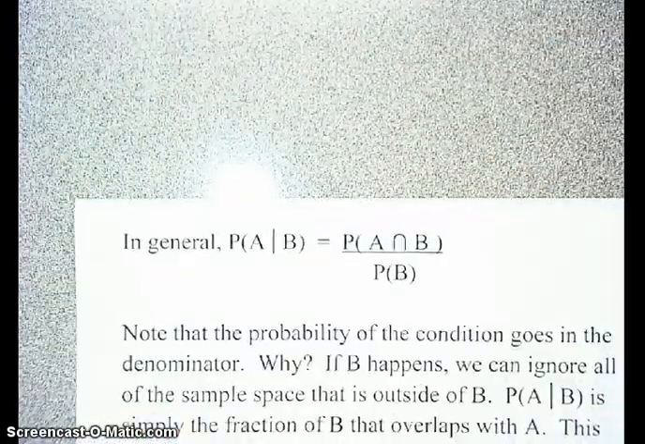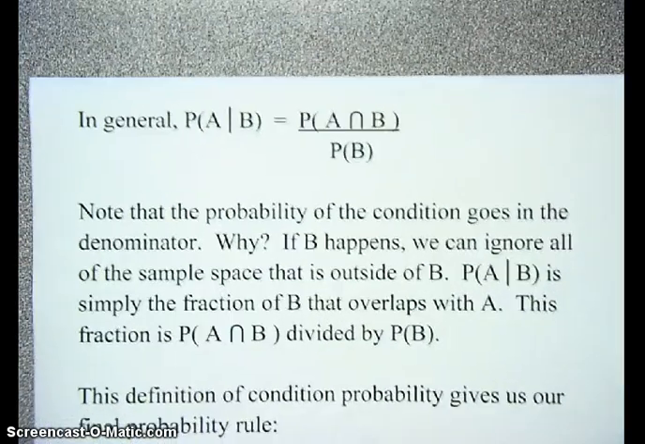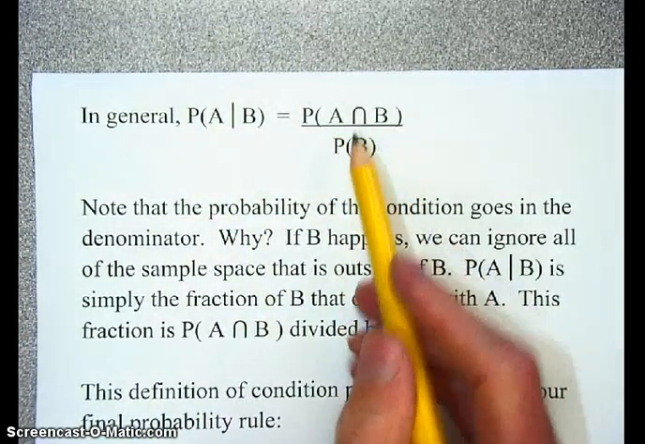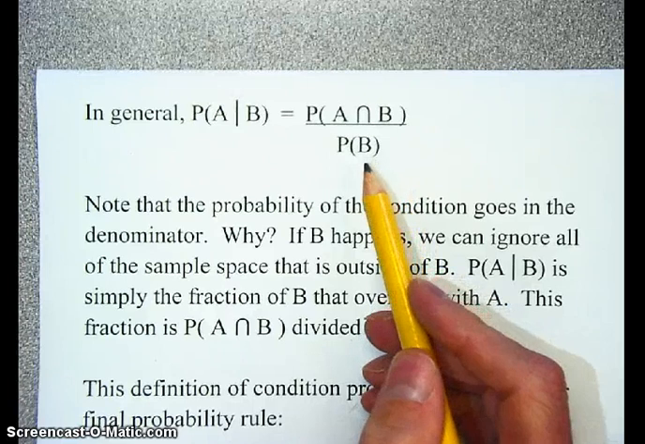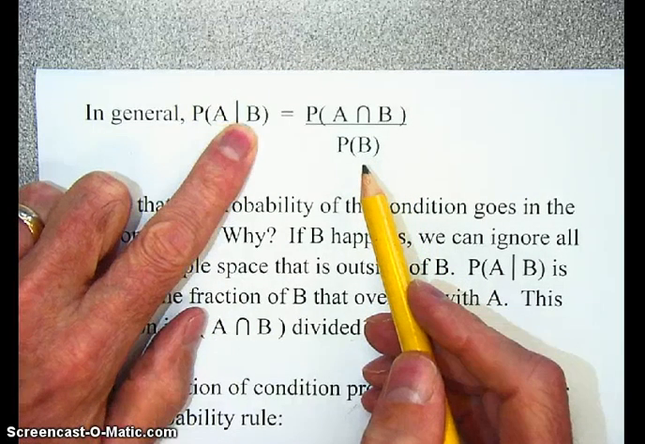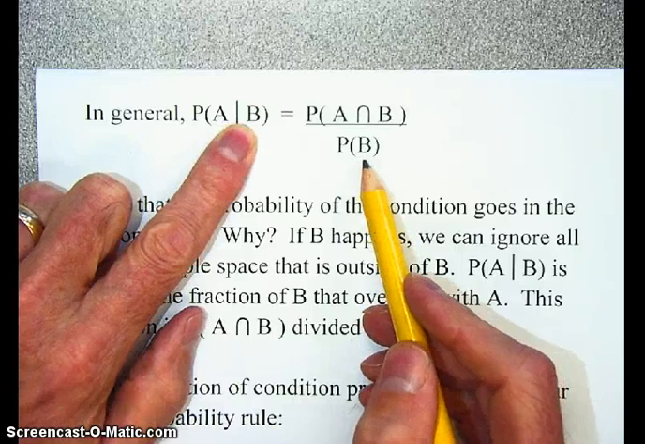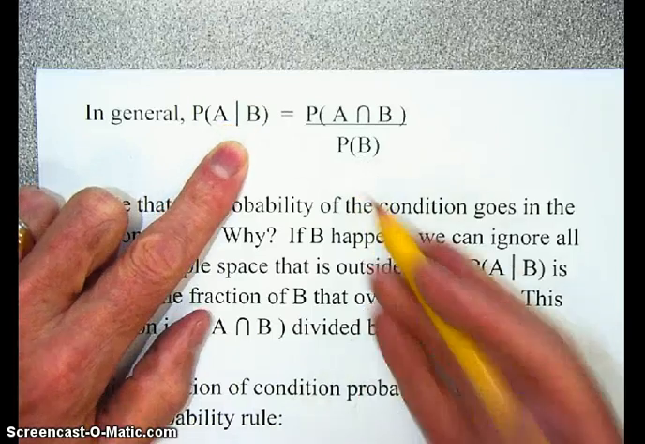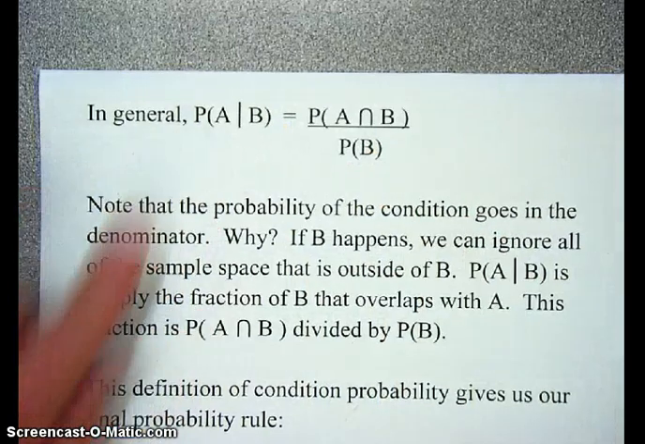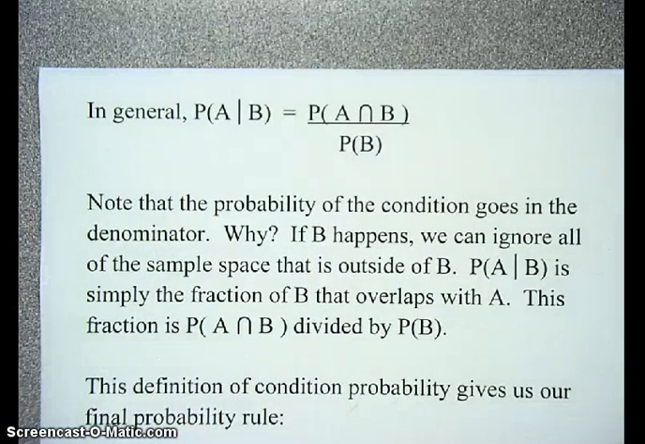In general, this is how we write conditional probability. Conditional probability of A given B is the probability of both A and B divided by the probability of B. Now you notice here the condition is B. That comes after the if. That is also the probability we're looking at down here. So we've got B here, got B down in the bottom of that fraction right there. And that's the way it works.